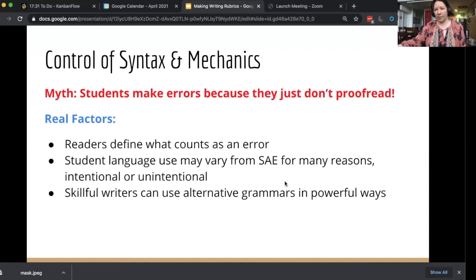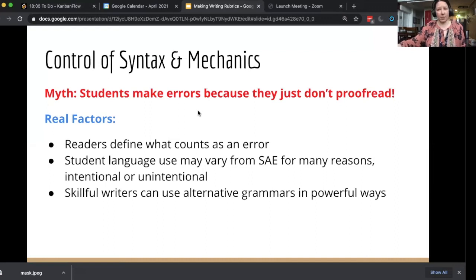Control of syntax and mechanics is the last category on the big national VALUE rubric for written communication. And you've probably heard this called different things: style and mechanics, grammar and mechanics. I think the main thing to think about here is there's lots of different reasons why students might make errors in their paper. And even who defines an error is up for debate. So students don't just make errors because they don't proofread their papers. And in fact, readers are the ones who actually define what counts as an error.